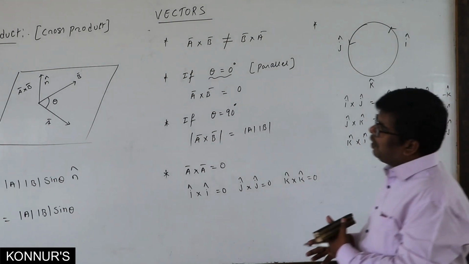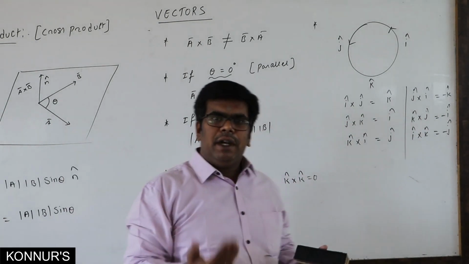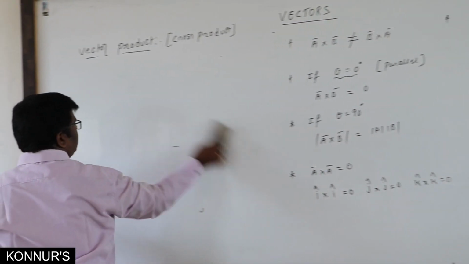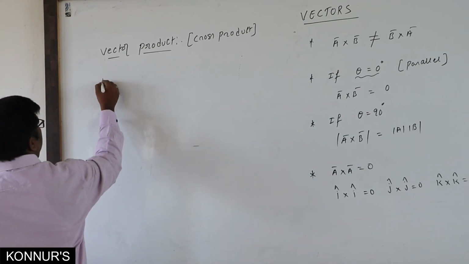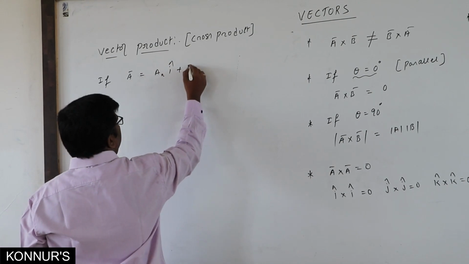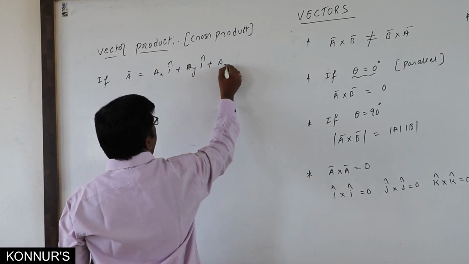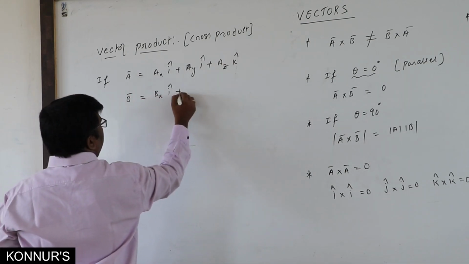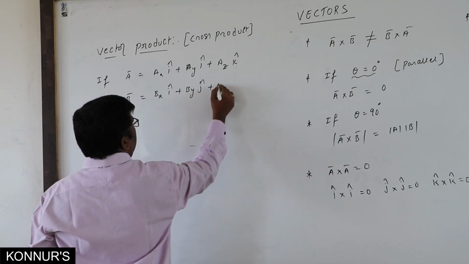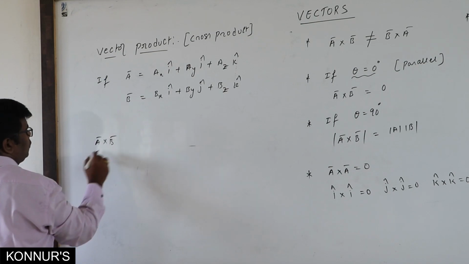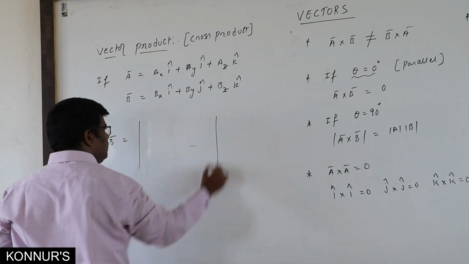Now, to find the cross product by the determinant method, you already did some problems over it, so we can write the direct result. If two vectors are there, A bar equal to Ax i cap plus Ay j cap plus Az k cap, and B bar equal to Bx i cap plus By j cap plus Bz k cap, then for the determinant method of A bar cross B bar you should take it like this.